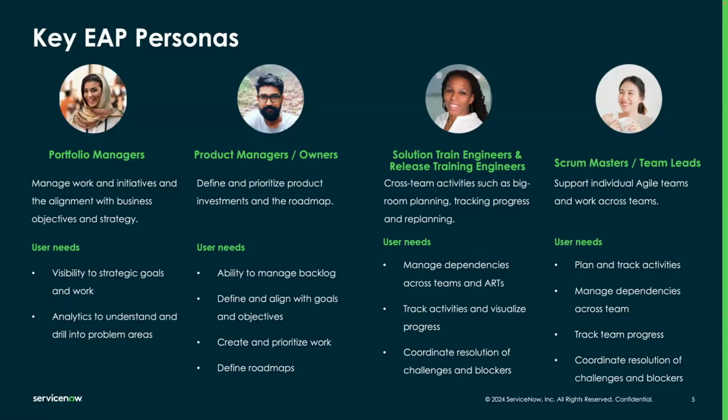So when we look at solution train engineers, release train engineers, scrum masters, really they're focused on the delivery of the work and looking at the activities at various levels. And again, we'll look at those levels, being able to see progress and also, importantly, being able to see dependencies and being aware of blockers when they do occur. So from end to end here, we have the personas that really are across the scaling of the organization.